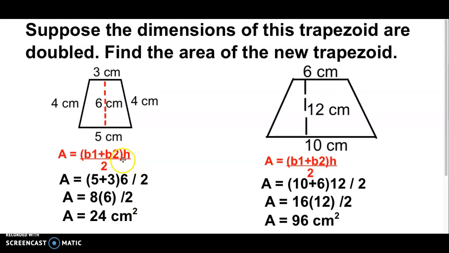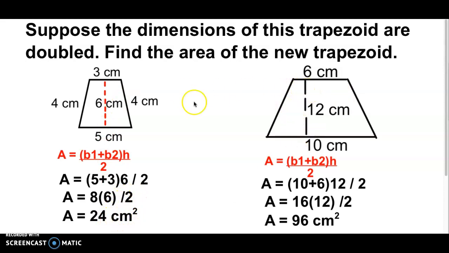The first trapezoid, the area is this formula right here: base 1 plus base 2 times the height, divided by 2. I'm using this as dividing by 2. So I did 5 plus 3, 8, times the height, 6, divided by 2, and I got 24 centimeters squared.